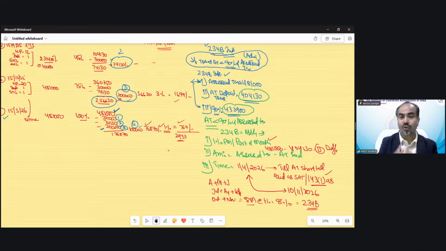So for the calculation of 234B interest, first of all, you have to check whether the advance tax paid is less than 90% of assessed tax. If the answer is yes, only then 234B would be applicable with this specific percentage and time duration. Time duration is very crucial. It would always start from 1st April 26 because the provision says the time should start from the first day of the assessment year, and it would end at the time of 143(1) intimation or when the tax has been paid in full.